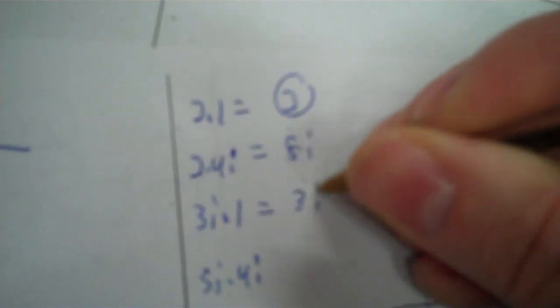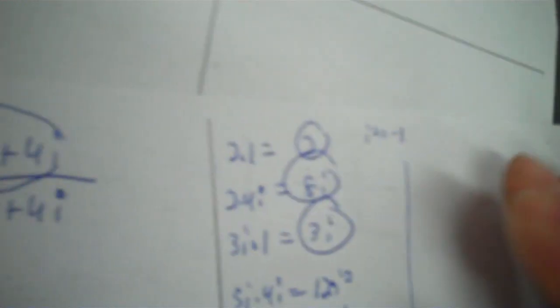So 2 times 1, 2 times 4i, 3i times 1, and then 3i times 4i. So that's 2, 8i, 3i, and these are simplified. And then 12i squared, but then i squared holds that value of negative 1, okay? So it's 12 times negative 1, which is negative 12. Don't ever leave an i squared not simplified.